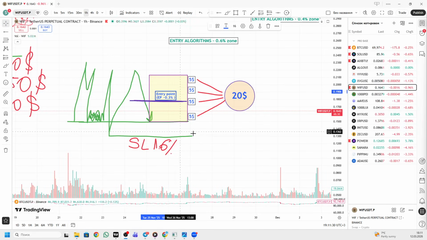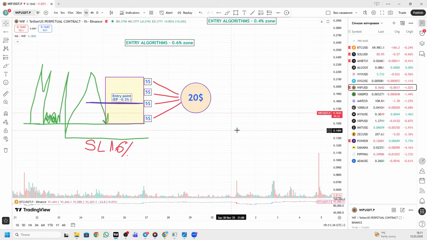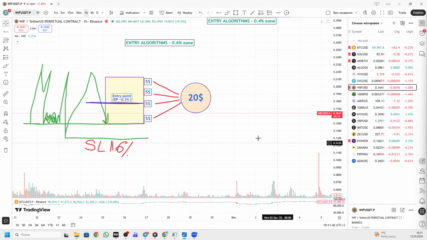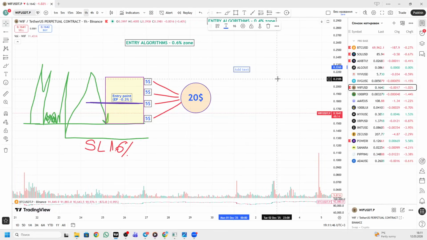Okay, I think this is clear. That's okay. Let's now go through the advantages of these setups, because there are advantages as well as disadvantages. Not a lot, but still they are. So let's write this down. Advantages.